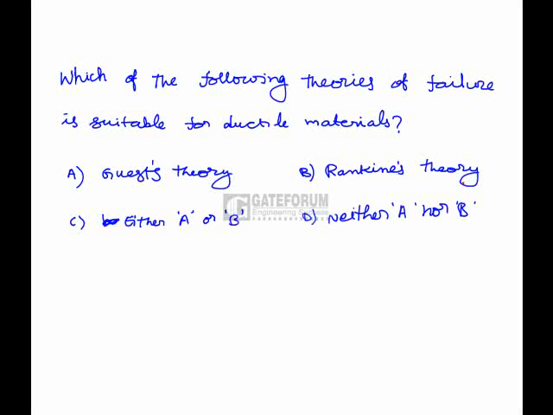Which of the following theories of failure is suitable for ductile materials? Here are the options: Guest's theory, Rankine's theory, and option C is either A or B, and option D is neither A nor B. So here Guest's theory is nothing but the maximum shear stress theory, and it can be used for ductile materials. So the right option is A. And here Rankine's theory is nothing but the maximum principal stress theory, and it can be used for brittle materials.